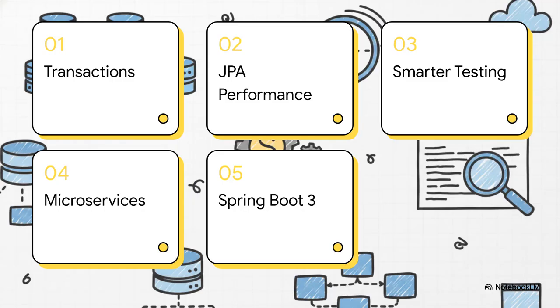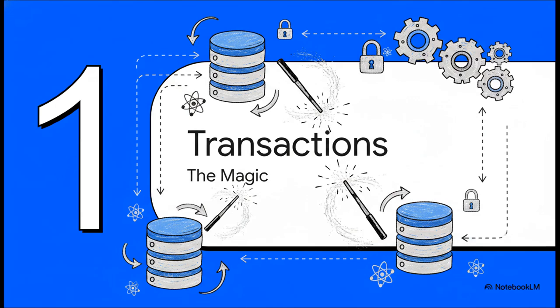Here is our roadmap for today's review. We're going to cover JPA performance, smarter testing using test slices, microservices tracing, and finally, the magic of Spring Boot 3 virtual threads. All right, Section 1, the magic of transactions.